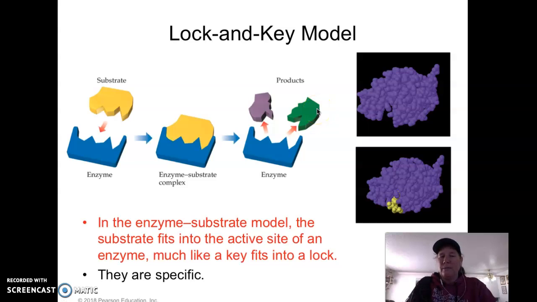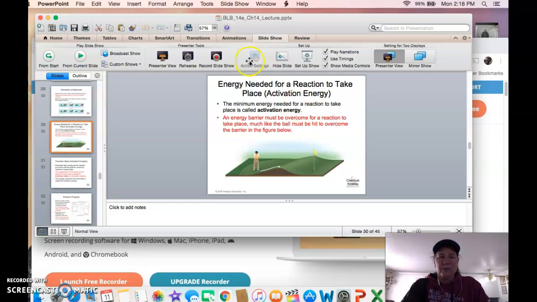Okay, like I said before, enzymes are very, very specific. For every reaction that occurs in your body, you'll have different enzymes. You have thousands of different enzymes. Okay, and I think we're done. Yes, we are. Okay, so we're done with chapter 14.